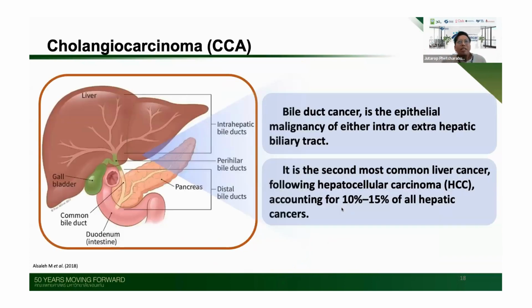And an example of metabolomics used in a cancer study is in cholangiocarcinoma. As you know, cholangiocarcinoma, or bile duct cancer, is an epithelial malignancy of either the intra- or extrahepatic biliary tract. This is the second most common liver cancer, following hepatocellular carcinoma, and it accounts for 10 to 15% of all hepatic cancers.